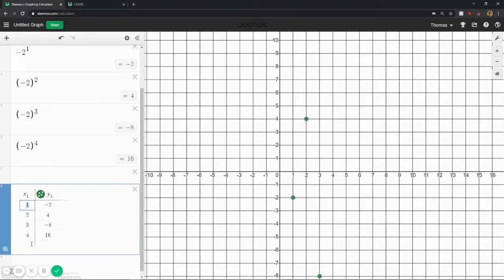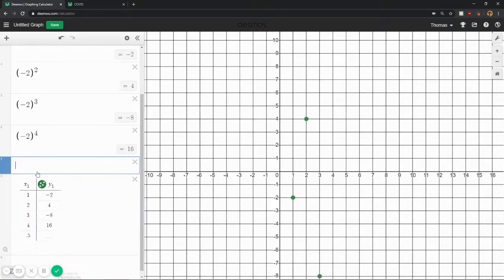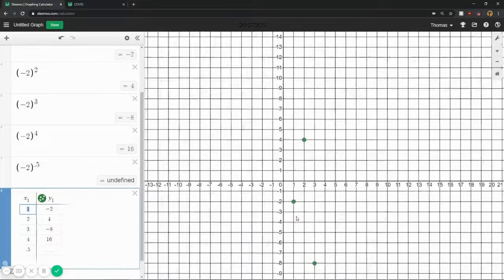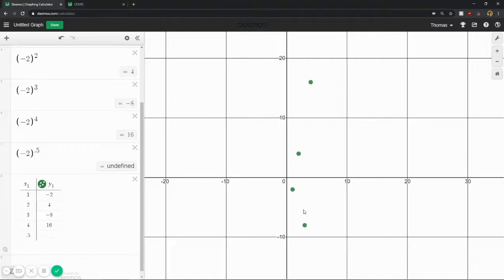if I just chose integers here, what if I chose something like 0.5? If I took -2 to the 0.5 power, well, that's the square root of -2, and we can't do that. That's not a real number output. So what this means is this is not even continuous. This is not a function. So that must be a limitation to our exponential functions. In fact, it is. We can't have negative bases.